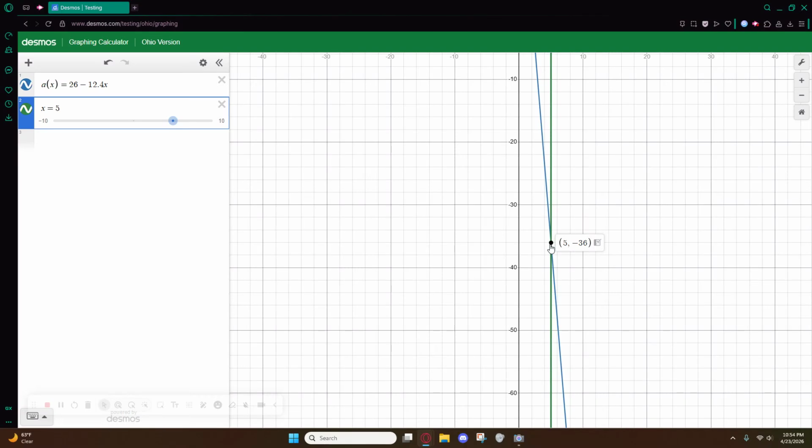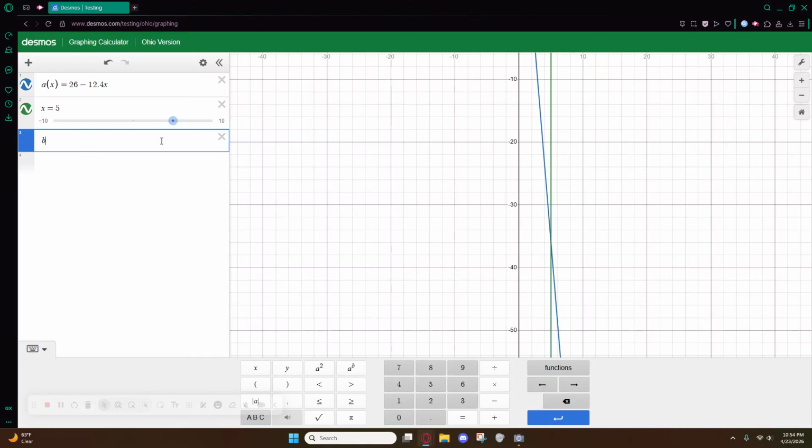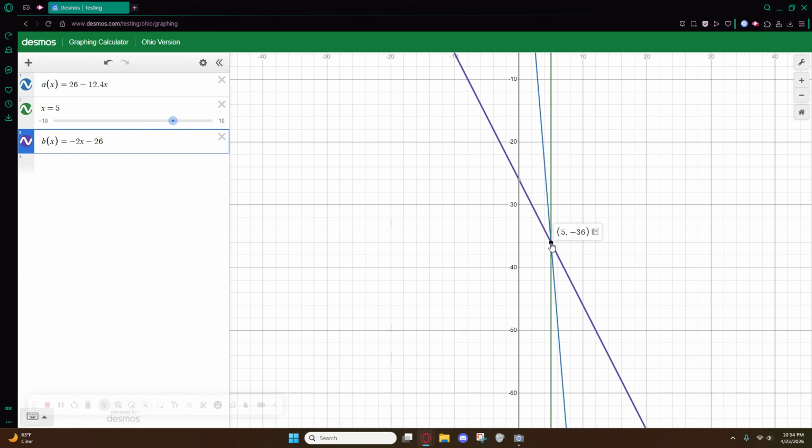The easiest way to do this, because you could go for something wild. You could go for something like b of x equals negative 2x minus 26, which satisfies the question. I believe it would anyway. Yeah, it would satisfy the question, which is great, if you can figure out how to do that. I picked a y-intercept and then had to find a slope that works.